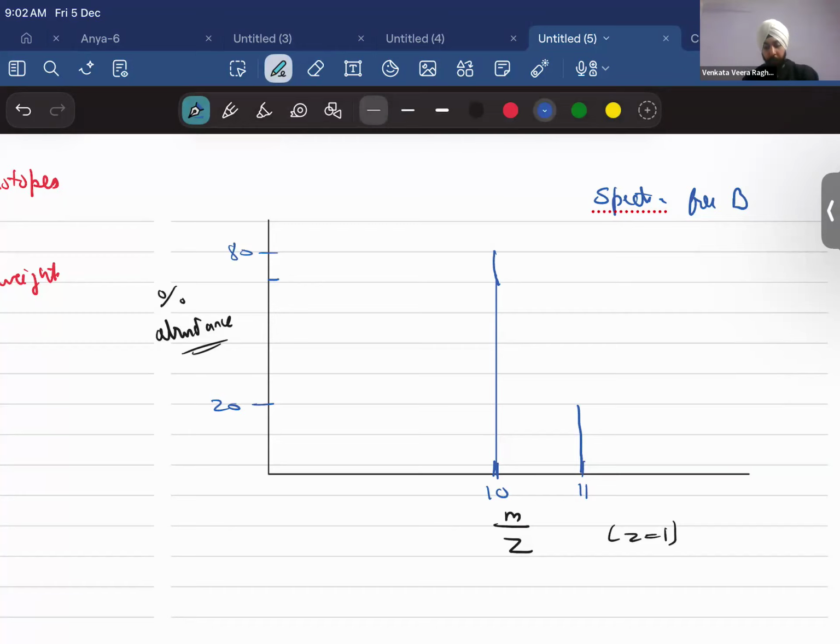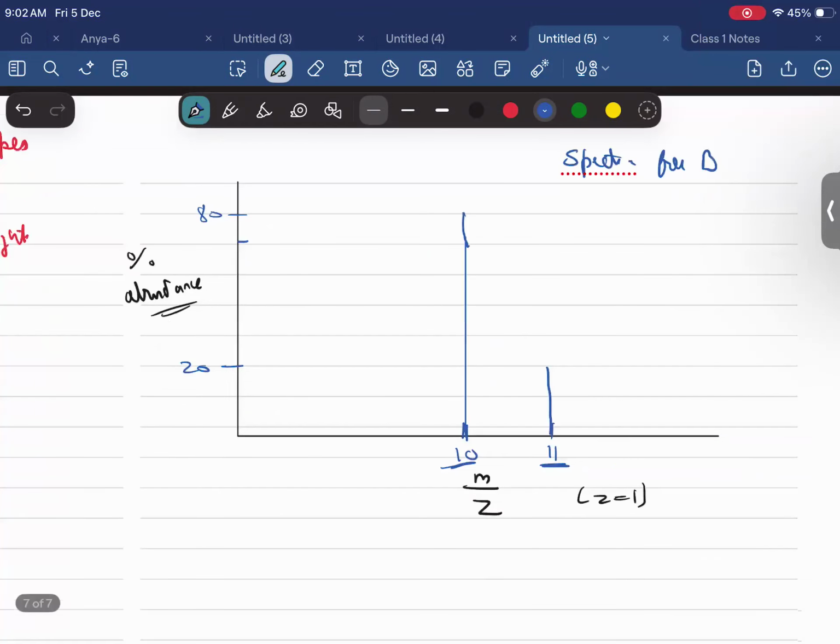I want to find out, first of all, how many isotopes of boron exist in nature. Can you tell that from the spectra? The number of peaks can give you the number of isotopes, isn't it? I am having one value at 10, one value at 11. Obviously, sir, then two isotopes of boron must exist here. Do you agree?